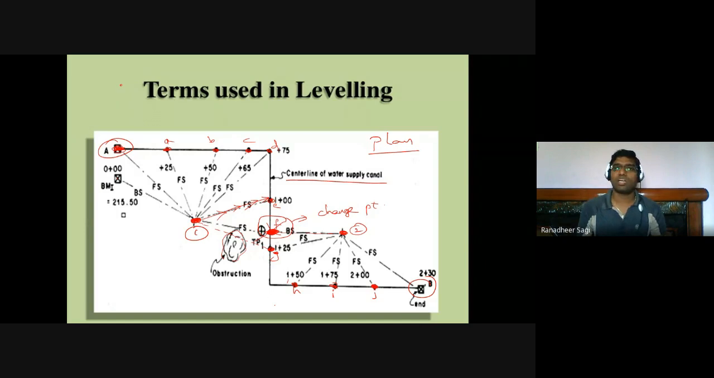The last reading you have taken on the leveling staff before shifting the instrument is called your foresight reading, or it is at the end of the work. It could be at the end of the work, or it could be at the position where you are required to forcefully shift your instrument from one position to another. That data is called your foresight. And all other data is called your intermediate sights. But in this schematic diagram, all of them are represented as FS, FS, FS.